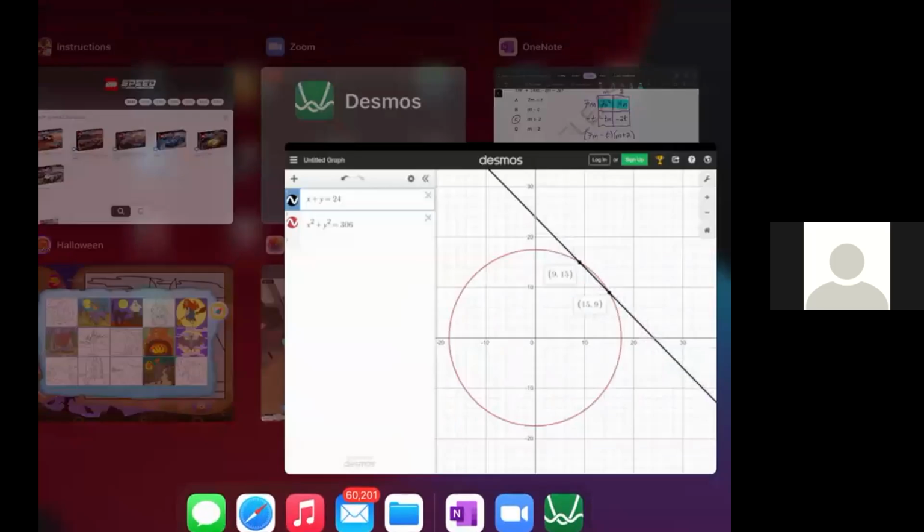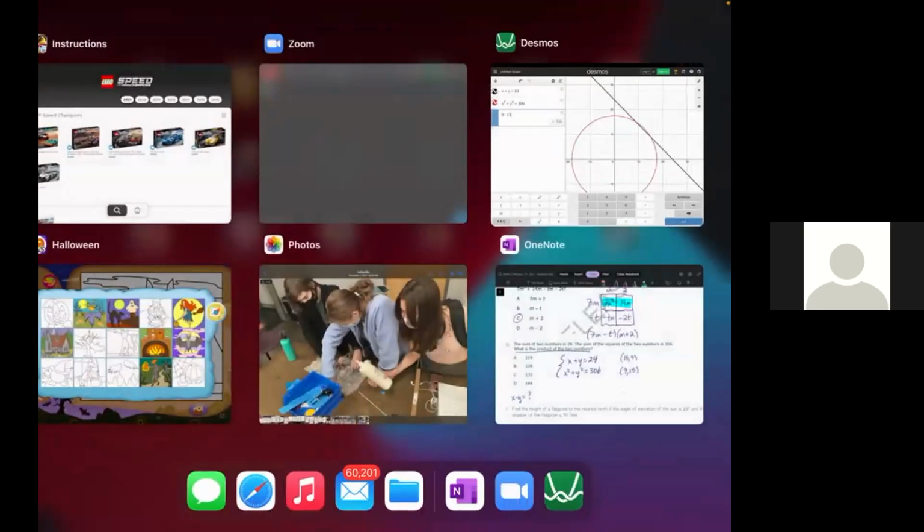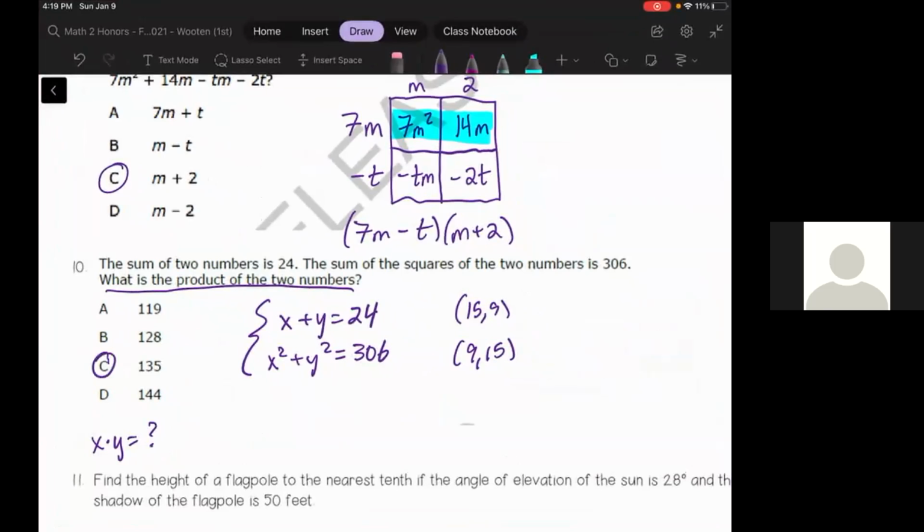And if we multiply that out, 9 times 15, we get 135. So C is going to be our correct answer here. And that wraps up number 10. Again, solving the system there using Desmos, knowing how to graph to solve the system.